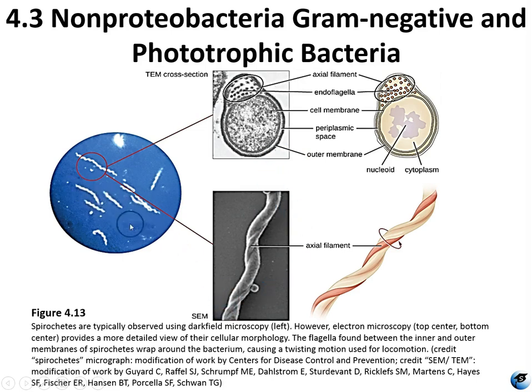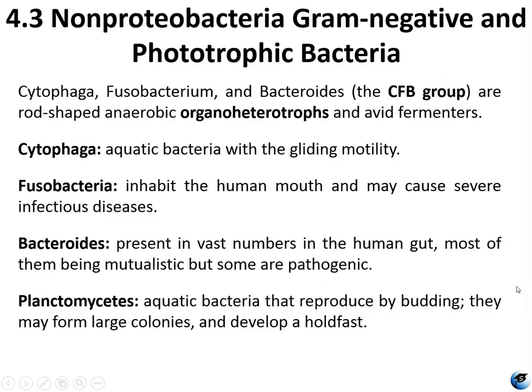This is a cross section here where it's showing the axial filaments and then the cell membranes. And the axial filament is this bit that goes around. It's kind of the part that gives it a corkscrew twist. Cytophaga, Fusobacterium, and Bacteroides, they're grouped into what is known as the CFB group. They're all rod-shaped, they're all anaerobic, and they're all organoheterotrophs, and they are avid fermenters.